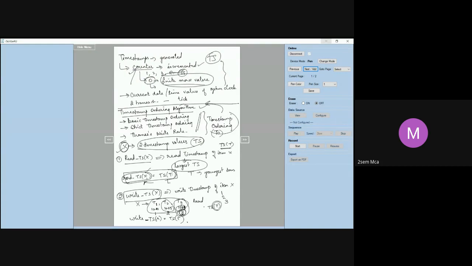See, when I say write TS of X, that is the largest of all timestamps of transactions that have successfully written the item. Compared to all transactions, this is the largest timestamp. T3 is the largest. All these have successfully written. I didn't say they will write simultaneously.